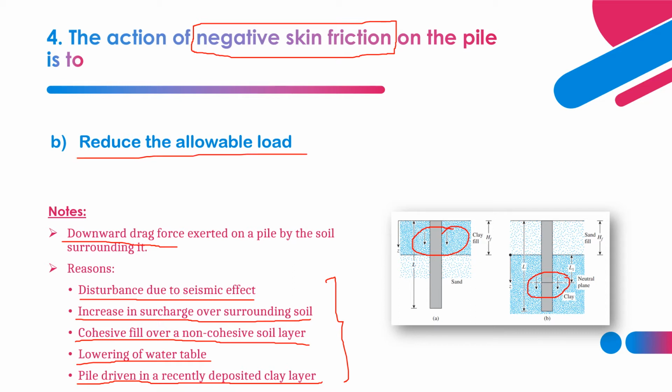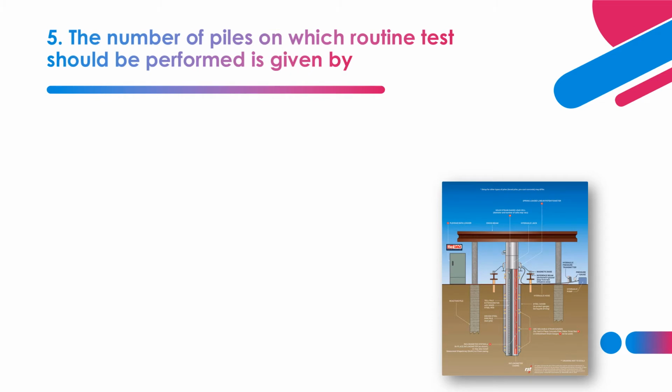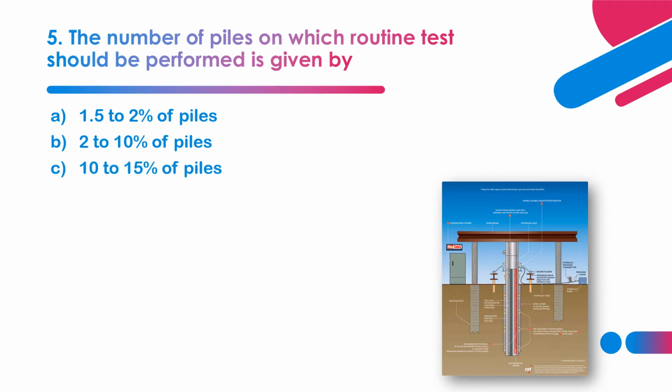Now let's move on to the fifth question. The number of piles on which routine test should be performed is given by. So what is the routine test? It is one of the tests in a pile load test. Option A, 1.5 to 2 percentage of piles. Option B, 2 to 10 percentage of piles. Option C, 10 to 15 percentage of piles. Option D, none of the above.